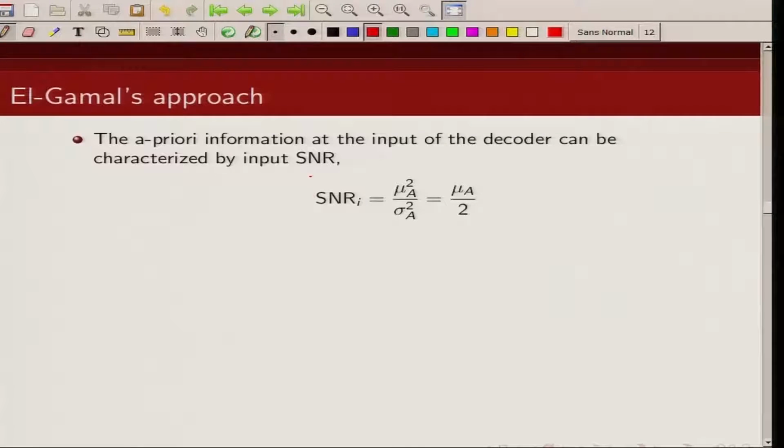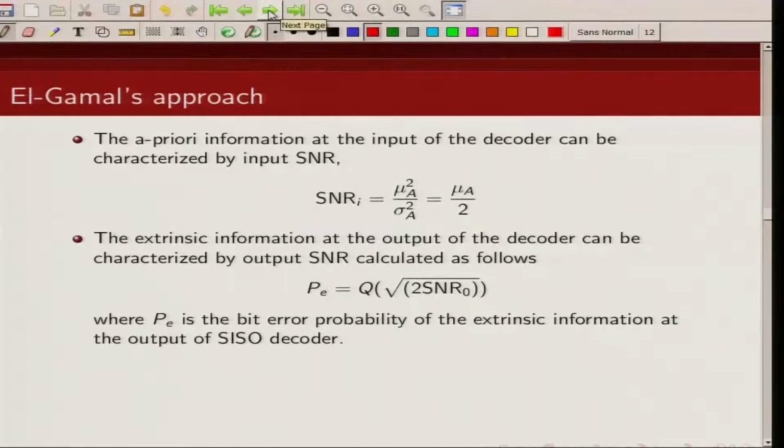Now, similarly, we can define the input SNR of the a priori information. This is mu A square by sigma square. Now, sigma square by 2 is mu A. So, our input SNR is given by the mean of the a priori information divided by 2. And since our output is approximated as Gaussian, we can calculate the output probability of error as a function of output SNR, and they are related using this Q function.